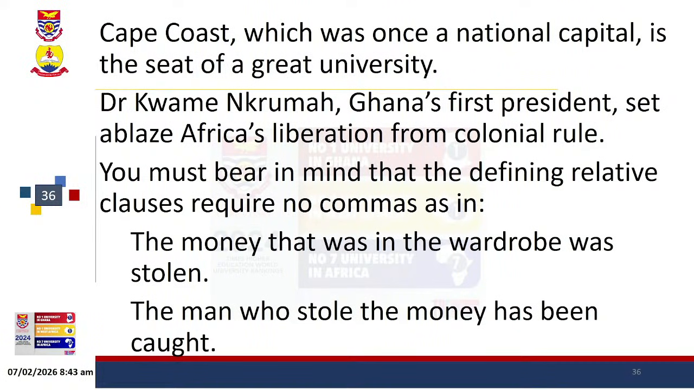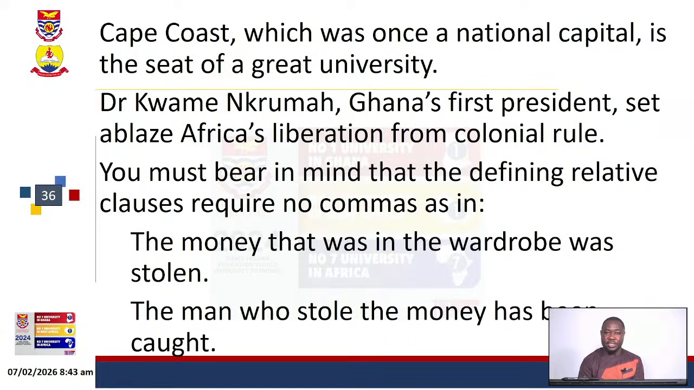We know there is only one Cape Coast in Ghana, maybe in Africa, or maybe in the world. Okay? So which was once a national capital is a non-essential, non-restrictive, non-defining relative clause. Whenever we have such constructions, we separate the non-restrictive clause from the main part of the sentence.